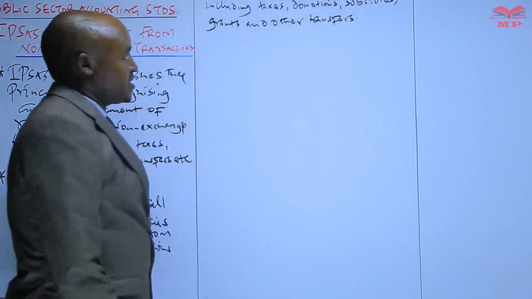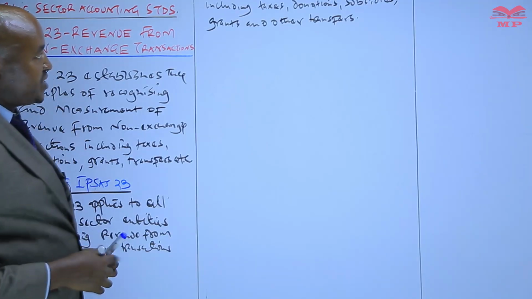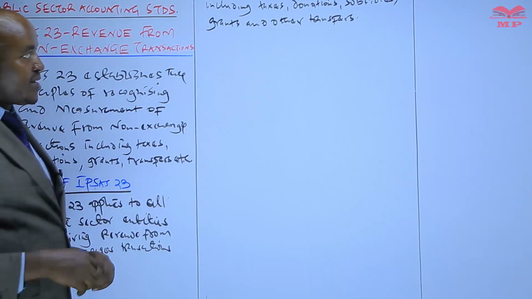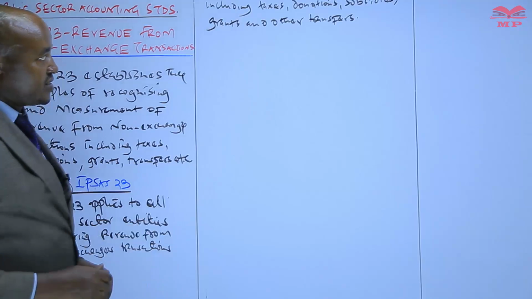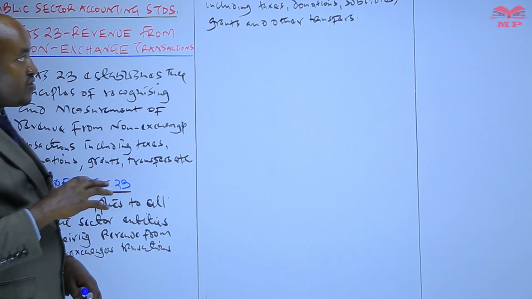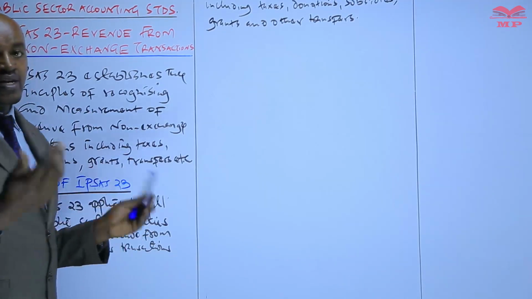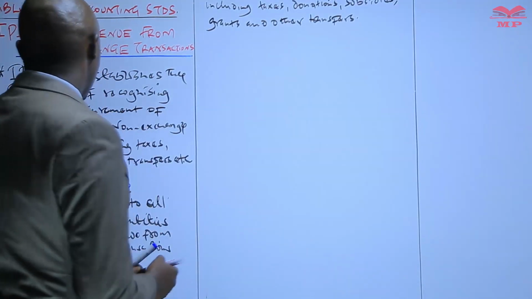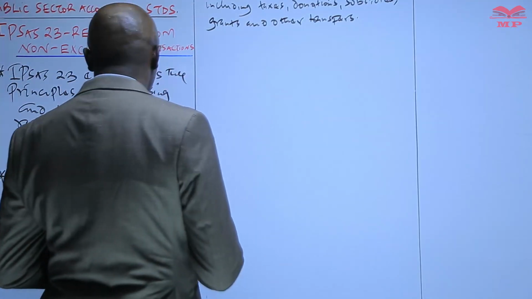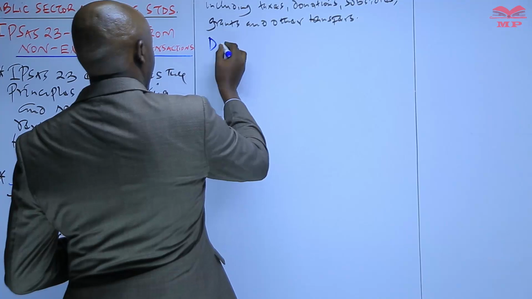Any public sector entity which is collecting taxes from members of the public, receiving donations, subsidies, grants and other transfers should account for that money in accordance with what? In accordance with IPSAS 23. Then we can look at the definition of a few terms.